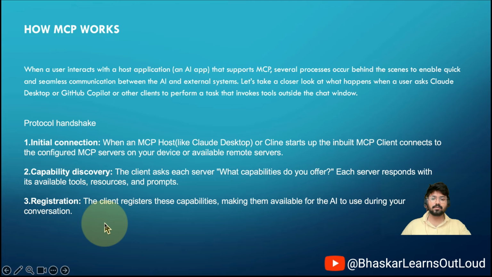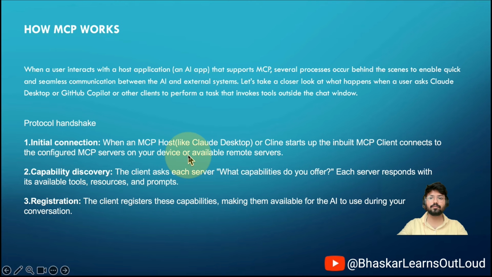Now, whenever we write a prompt and send it to our LLM, the LLM will check which particular servers these capabilities come from, and what the suitable capabilities are that the LLM can use to do the particular task mentioned in the prompt. So this is what we call registration, so that the LLM can know which capabilities to use to do the task. So this is how MCP works.